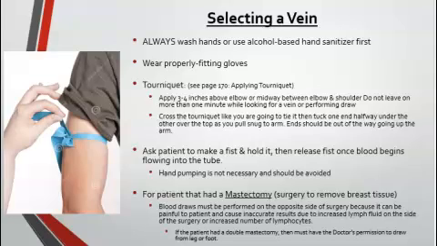The next thing you want to do is place a tourniquet on your patient's arm. You want to place the tourniquet about 3 to 4 inches above the elbow, or midway between the elbow and the shoulder.